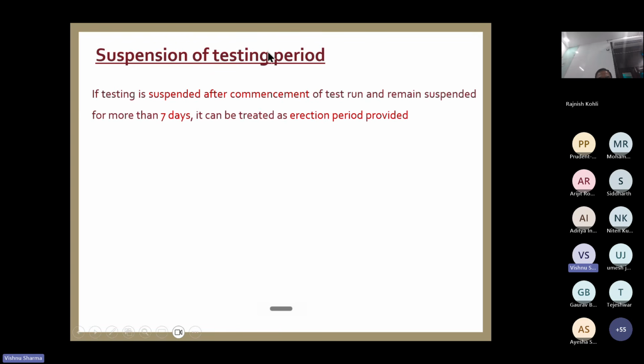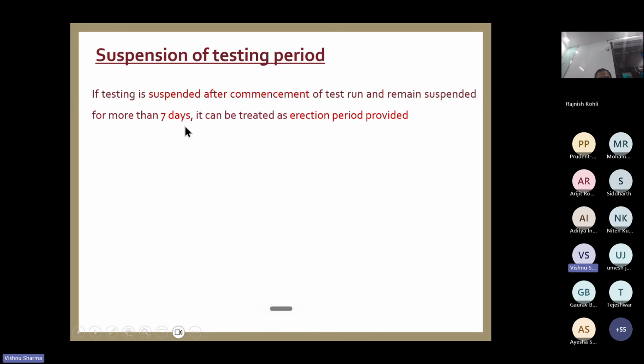Then suspension. Many times the testing period is suspended. So what are the rules for that? If the testing period is suspended, it means it is interrupted. The test run was started and then it is stopped for some reason. Okay, it remains suspended for more than 7 days.